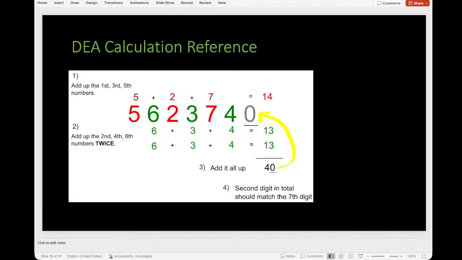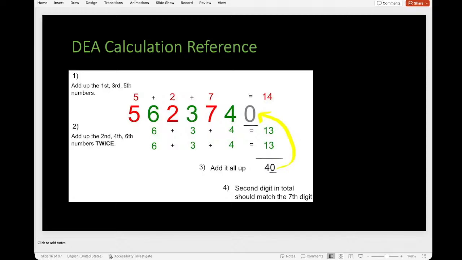So you can see here 5623740. The first step is you want to add up the first, third, and fifth numbers, and then add the second, fourth, and sixth numbers twice. And you can see them color coded here for you in red and then green. You would add everything together, and then you would get 40.